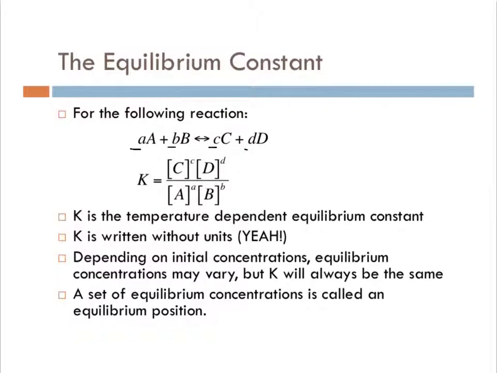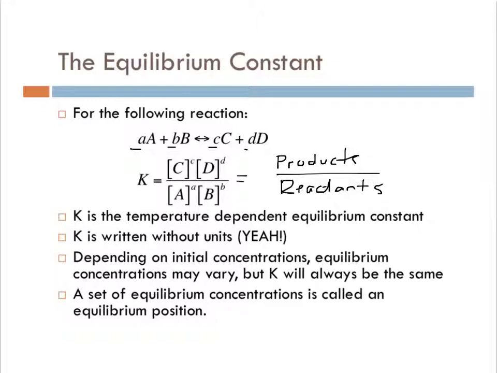So our K is just basically, if we look at this, products over reactants. So we have the concentration, that's what the brackets mean, the concentration of C raised to the coefficient times the concentration of D raised to the coefficient, divided by the concentration of A raised to the coefficient and B raised to the coefficient.